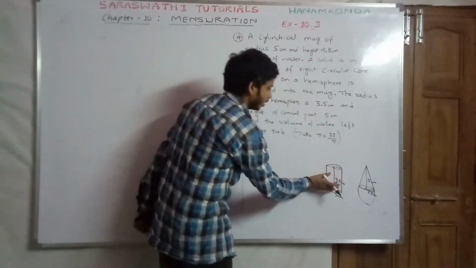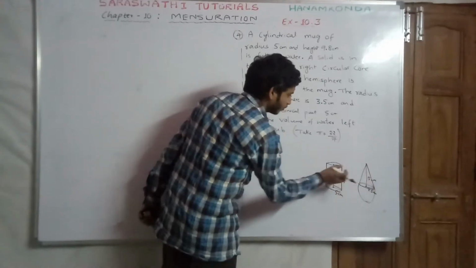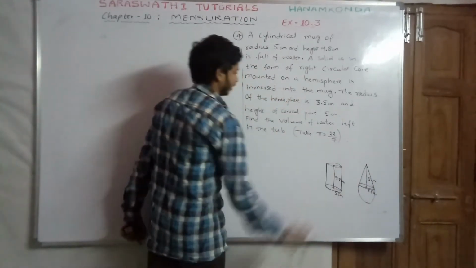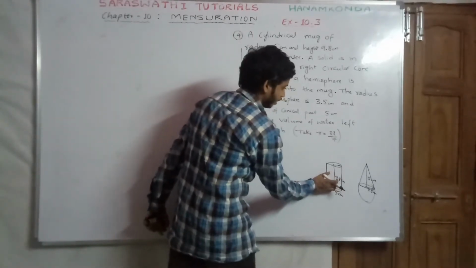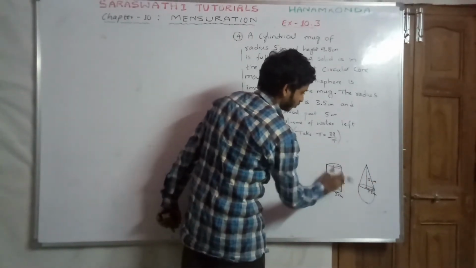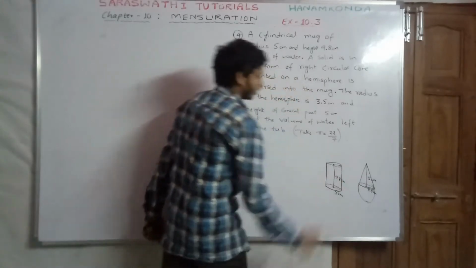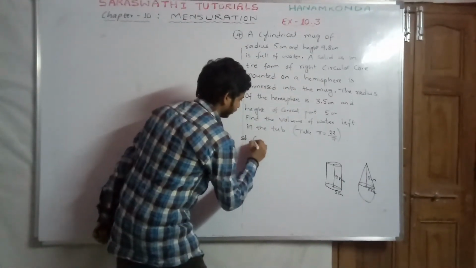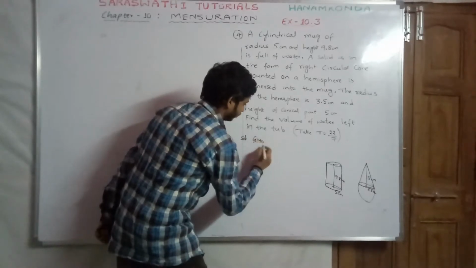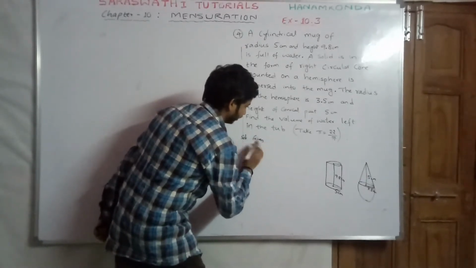So we have to subtract the volume of this solid from the volume of the cylinder. In order to find the volume of water left in the mug, we subtract the volume of the solid from the volume of the cylinder. First, write the given data.